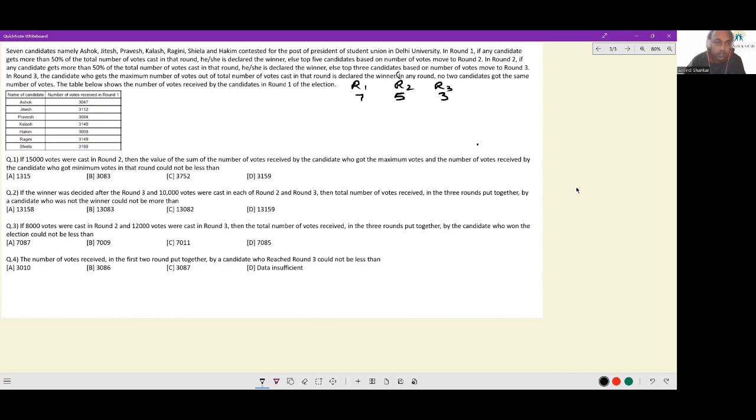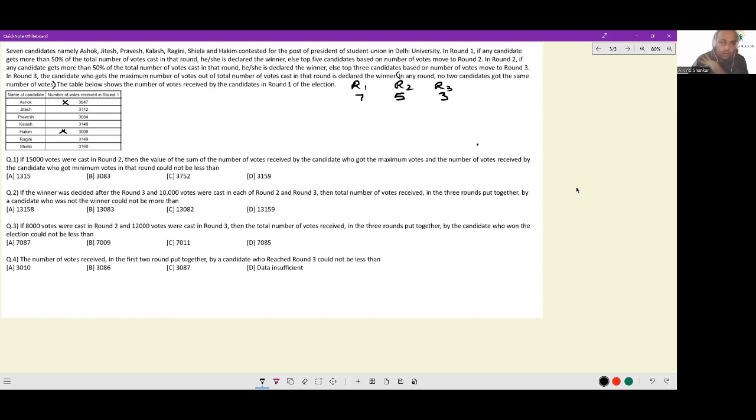And this is an amazingly critical line. This is what will make this set solvable or unsolvable. The table below shows the number of votes received by the candidates in round 1 of the election. We have 7 people. We have the total number of votes achieved by them. Now, based on this, lots of votes have been cast. Nobody's crossing the 50% mark. So 2 people will get eliminated. The 2 people who will get eliminated are Hakim and Ashok. These are the 2 people who have got the least number of votes.